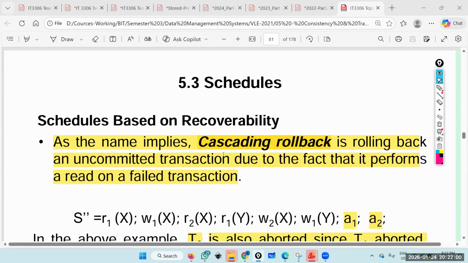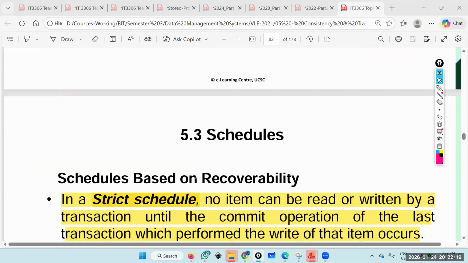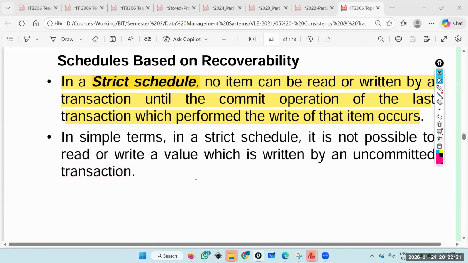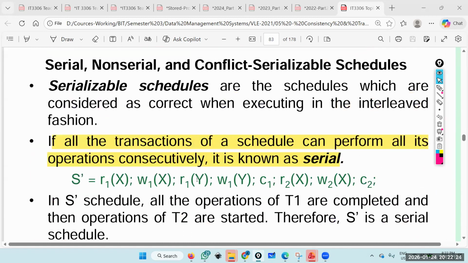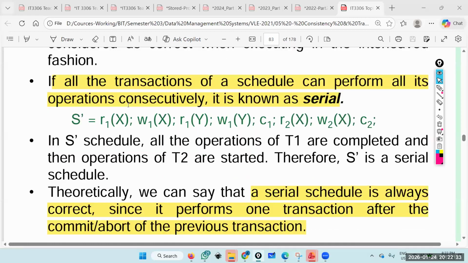Sometimes cascade rollback must be done, and in some cases the schedule, the way it is committed, is sometimes irrecoverable. Right, serial versus non-serial, and a schedule can be conflict serializable, view serializable, or truly serial.